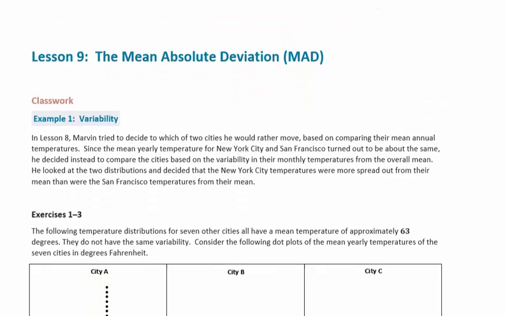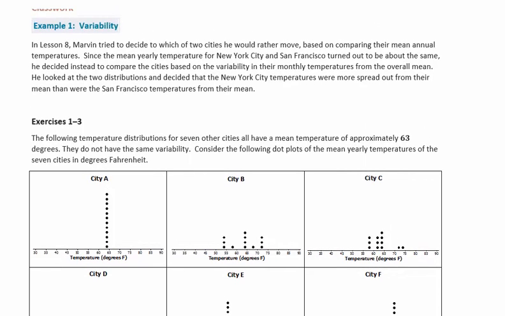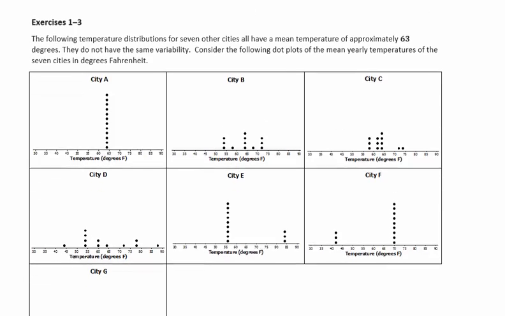So let's continue with this example number 1. In lesson 8, Marvin tried to decide which of the two cities he would rather move to based on comparing their mean annual temperatures. Since the mean yearly temperature for New York City and San Francisco turned out to be about the same, remember they were 63 and 64, he decided instead to compare the cities based on the variability in their monthly temperatures from the overall mean. He looked at the two distributions and decided that New York City temperatures were more spread out from their mean than were the San Francisco temperatures from their mean.